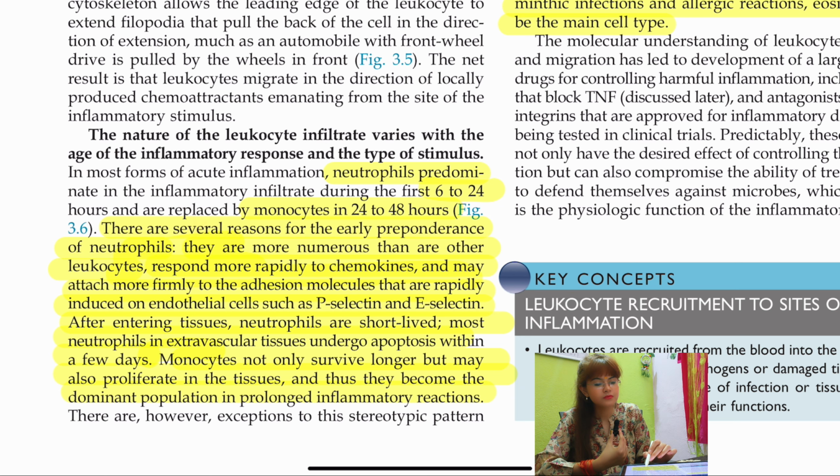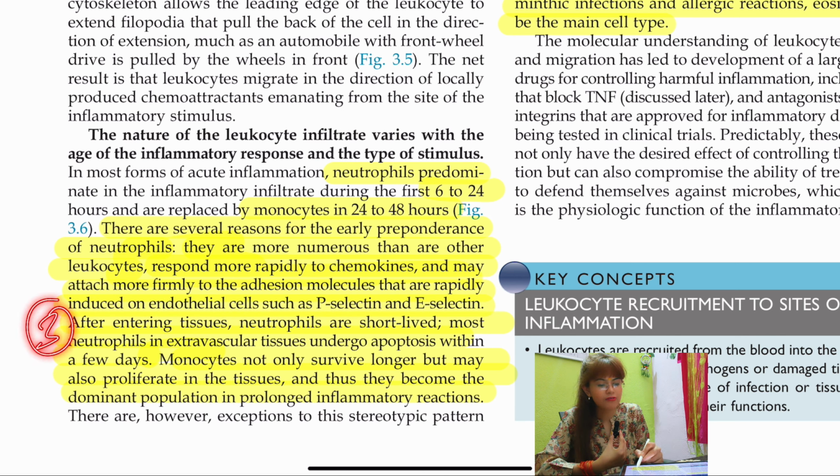Number one, they are more numerous than other leukocytes. Number two, they respond more rapidly to chemokines and may attach more firmly to the adhesion molecules that are rapidly induced on the endothelial cells, such as P-selectin and E-selectin. So that means they get adhered more easily and more firmly.